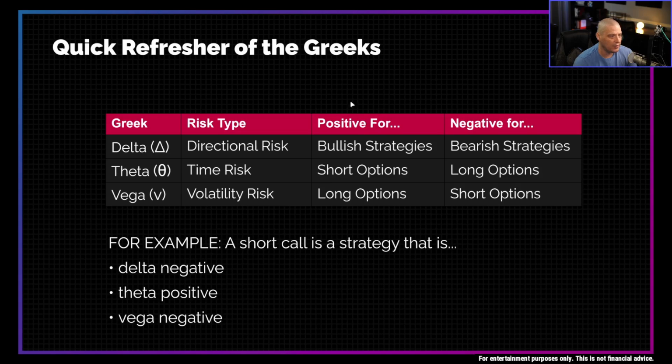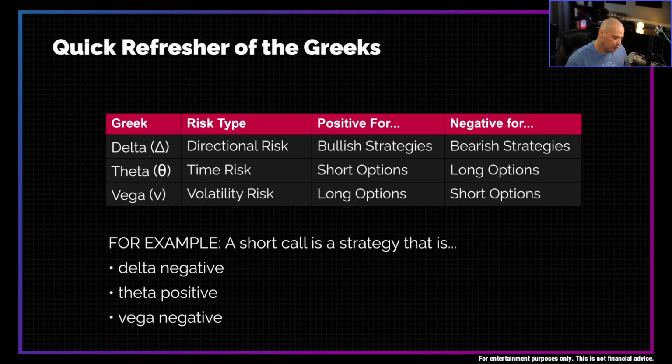And for theta, theta is positive for short options. Short options benefit from the passage of time. And theta is negative for long options because long options are hurt by the passage of time. And finally, vega. Vega is positive for long options. Long options actually like volatility to increase, but vega is negative for short options because short options, of course, we want volatility to collapse over the life of the trade.